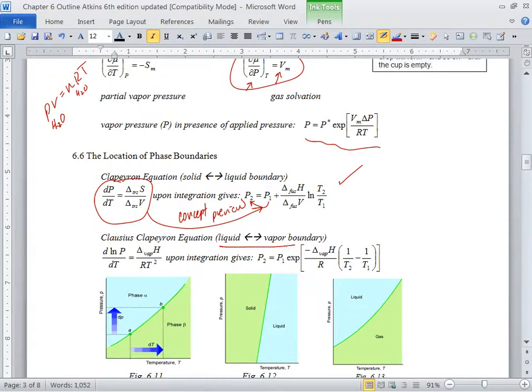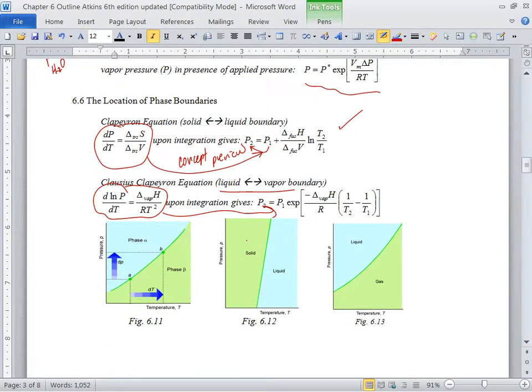Now just the Clapeyron equation. I think we did this in the concept preview too, didn't we? Yeah, went from here to there. So again, different temperatures and pressures to their new temperatures and pressures, on that boundary in the phase diagram between liquid and vapor.